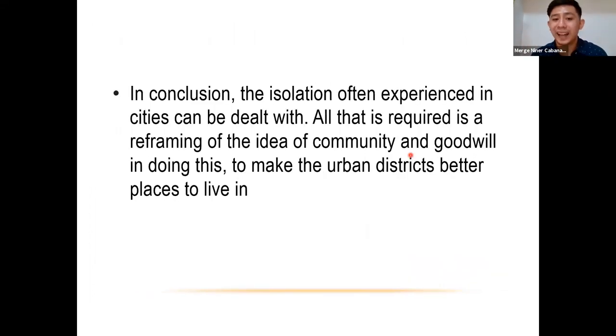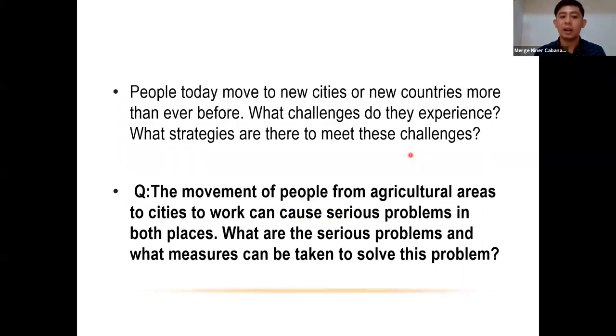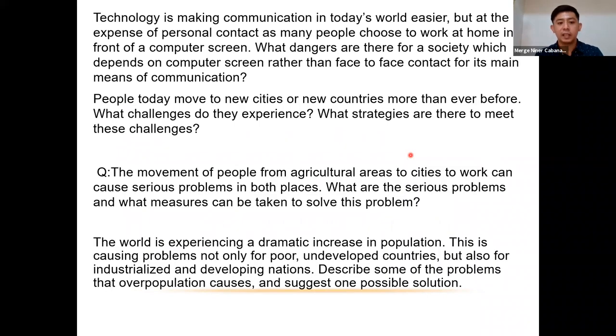In conclusion, the isolation often experienced in cities can be dealt with. All that is required is a reframing of the idea of community and goodwill in doing this, to make urban districts better places to live in. All right. So now, people today move to new cities and new countries more than ever before. Okay, as we said there. All right.